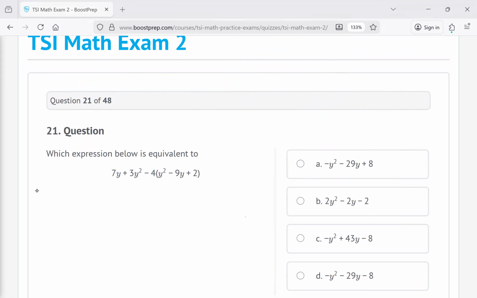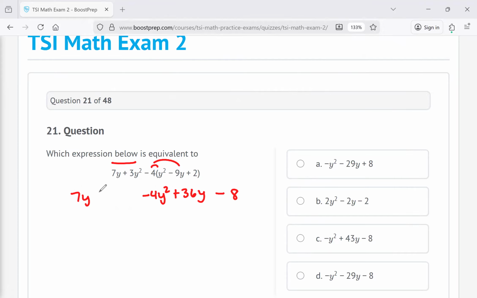Which expression below is equivalent to this? So all we got to do is FOIL it out, clean it up. This is going to be negative 4y squared, negative 4 times negative 9 is positive 36y, and then negative 4 times 2 is negative 8.